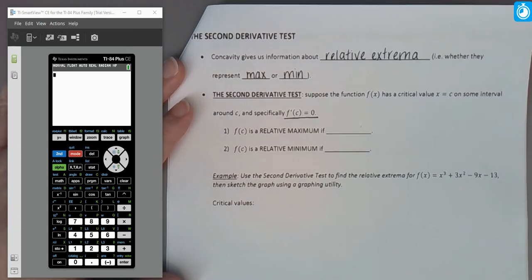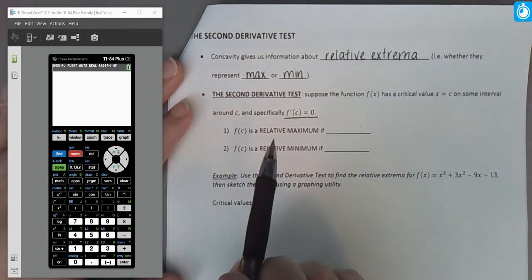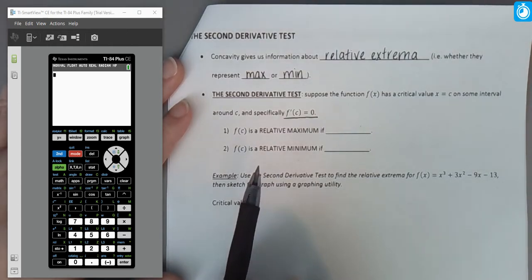So we're excluding the situations where we have a critical value, but it was associated with a location where our function was not differentiable, where the function was undefined. If the first derivative doesn't exist, we're going to find that the second derivative doesn't exist as well, and we're not going to be able to use the second derivative test. So here's what the second derivative test tells us.